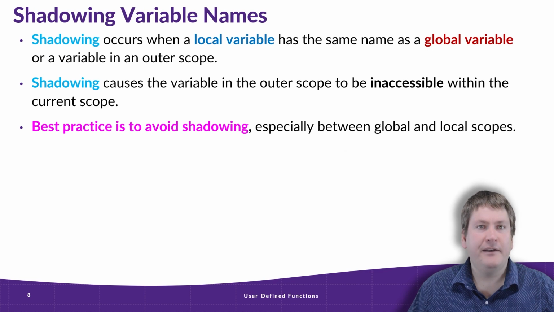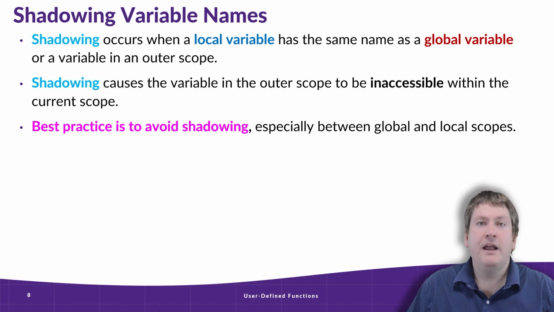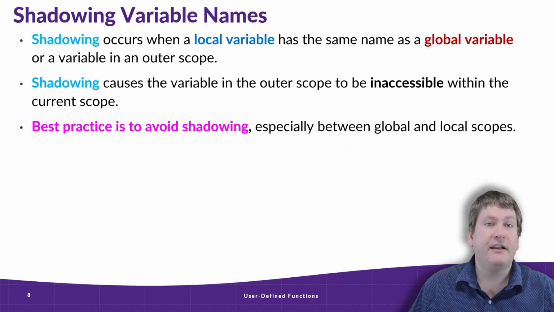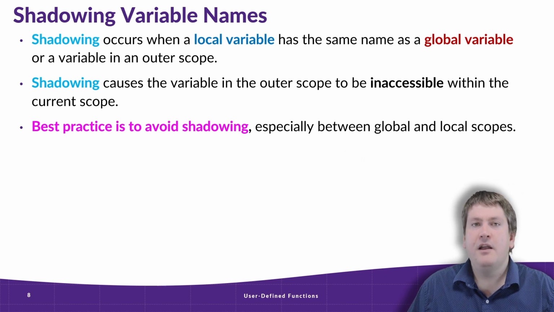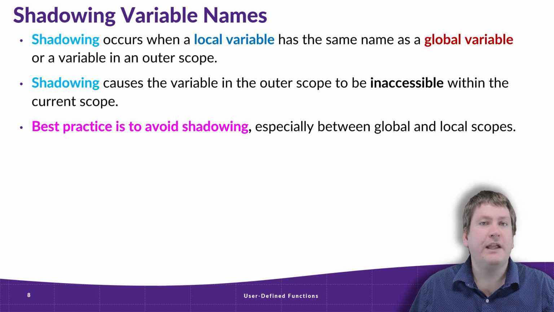While we're talking about best practices, we should also talk about shadowing variable names. Shadowing occurs when a local variable is given the same name as a global variable or some variable in a higher outer scope. This is a problem because it causes the variable in the outer scope to be inaccessible within the current scope. By naming a local variable with the same name as a global variable, we effectively override that name, and we can only access the local variable because we have no way now of accessing the global variable by that name, since we'll always go to the local variable.